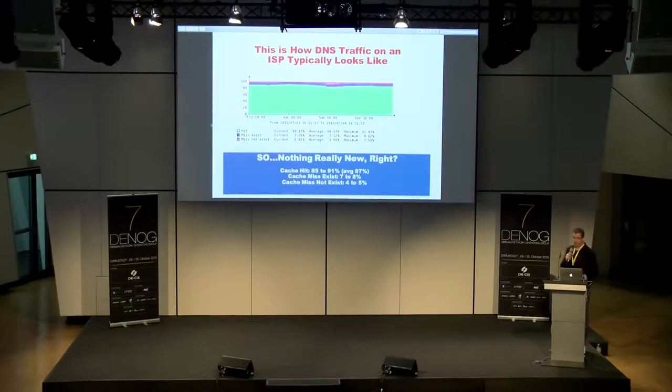This is typically how DNS traffic looks on a cache server at an ISP level. The green part is what we call the cache hit, meaning the answer was already in the cache and we didn't have to do a recursion, which has the advantage of being much faster for the user. The blue part is the miss exist, meaning we had the answer but it was expired, so we had to do the recursion again. And the red one is a miss not exist: we didn't have the answer at all, so we have to go to the internet to find it.